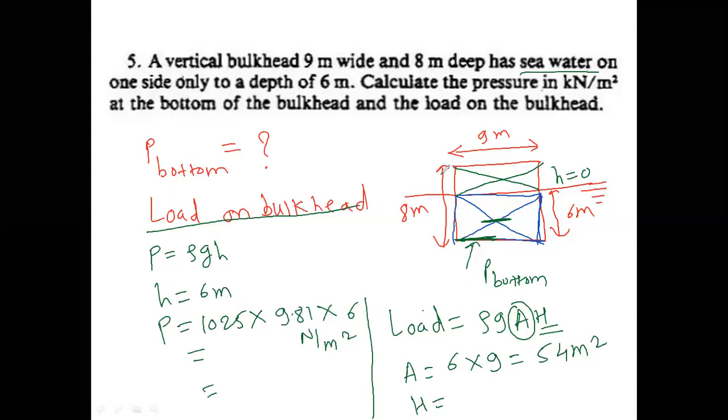Not 4 meter. If you consider the centroid of the whole bulkhead, it will be 4 meter from the top of the bulkhead. But here the effective area of the bulkhead is the underwater area only. So H you have to take as H equal to 0 at the free surface, and find the area and centroid of the underwater bulkhead. That will be the depth of the underwater bulkhead, 6 meter divided by 2, which is 3 meter. So H will be 3 meter, not 4 meter.